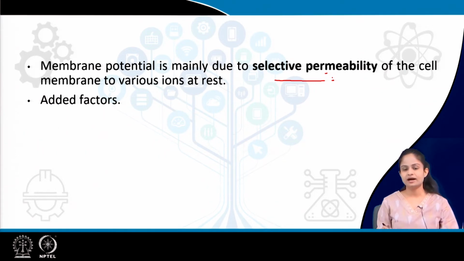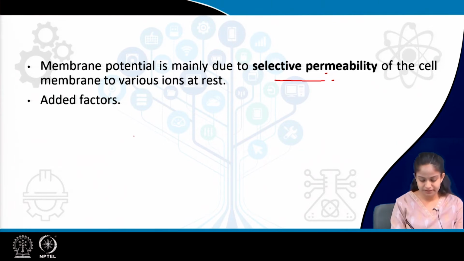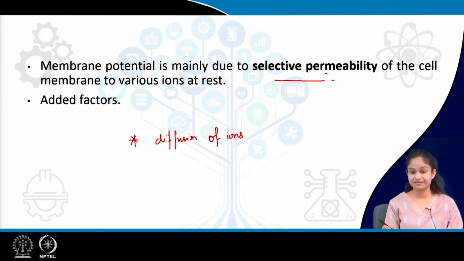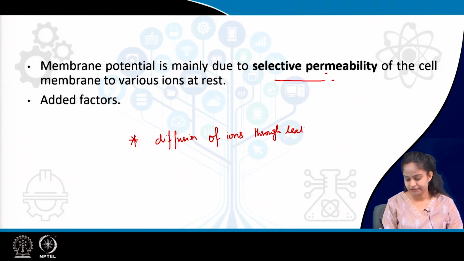So, these are the other factors, but before that what we have to remember, the most important thing, is that permeability depends on the diffusion of ions, or the resting membrane potential is mainly dependent on the diffusion of ions through leak channels.